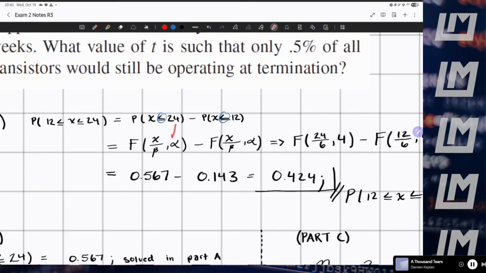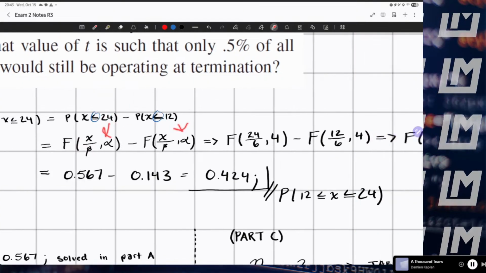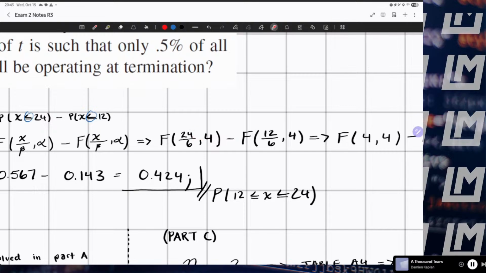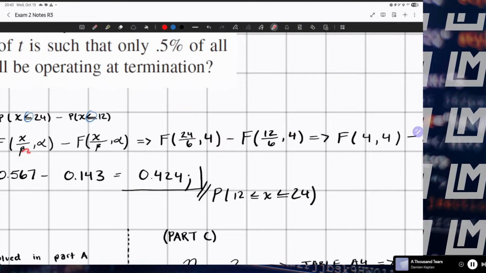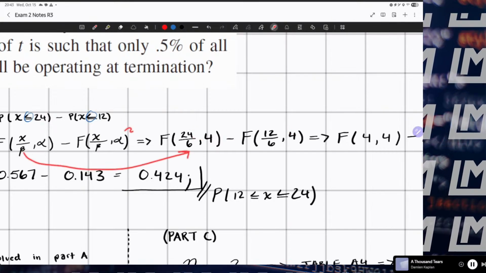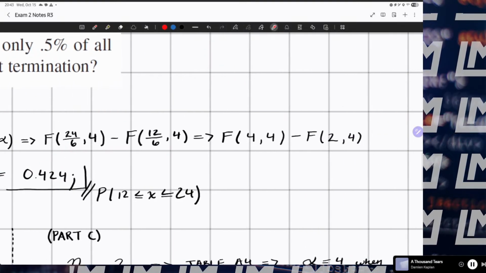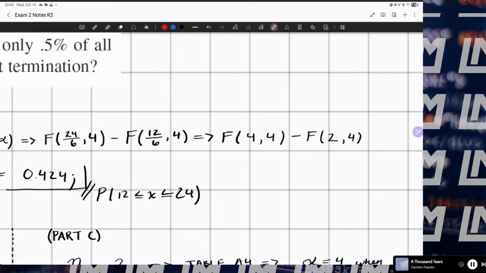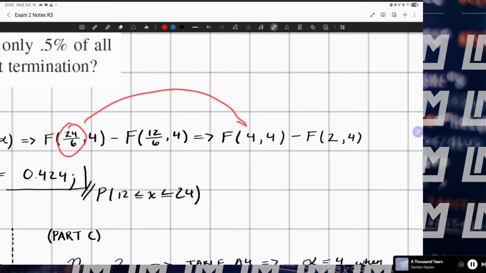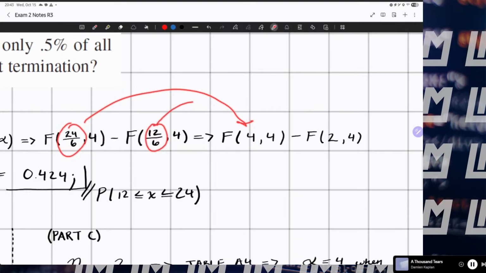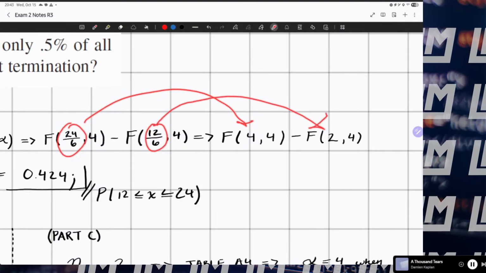But for this is 24, and then this is for 12. And then I plugged it in, 24 and 12, using the beta, and here's the alpha, right? So now I'm plugging it in. This is a perfect setup for the professor. And then you solve for this, and you get 4. And then you solve for 12 over 6, and you get 2.